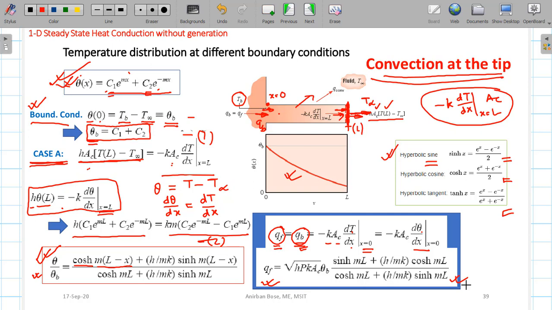So finally this is the expression of the Q fin for the first case, where we have considered that at the tip, convection heat transfer takes place to the outside atmosphere.